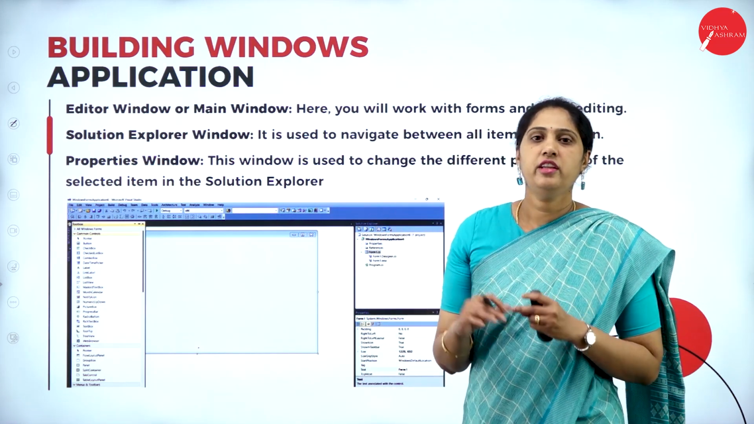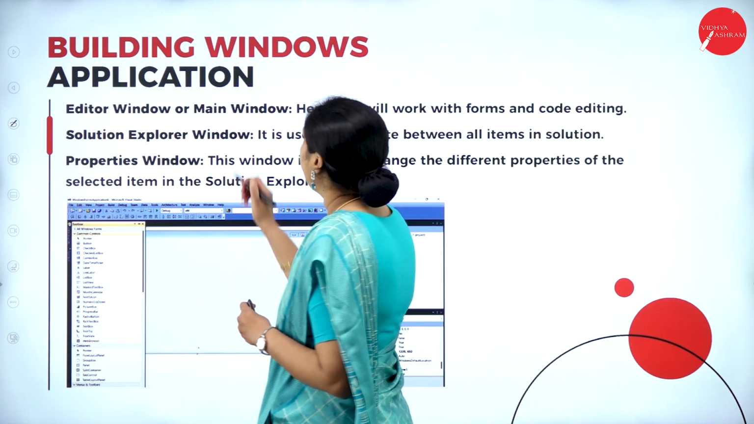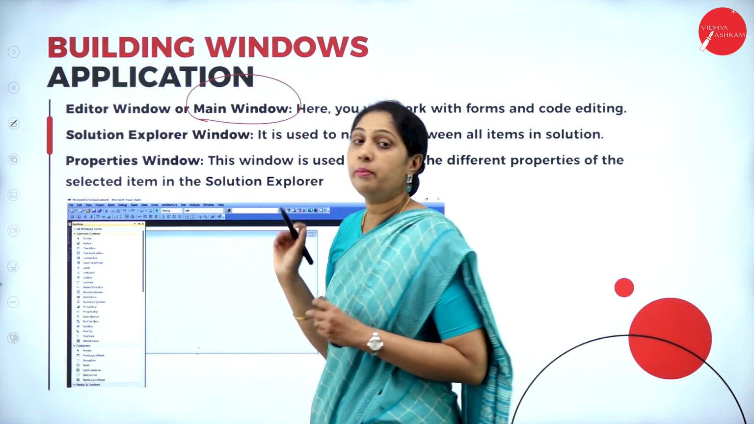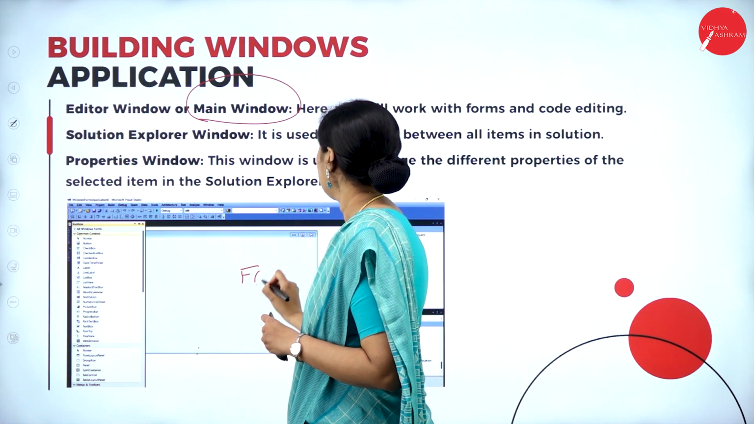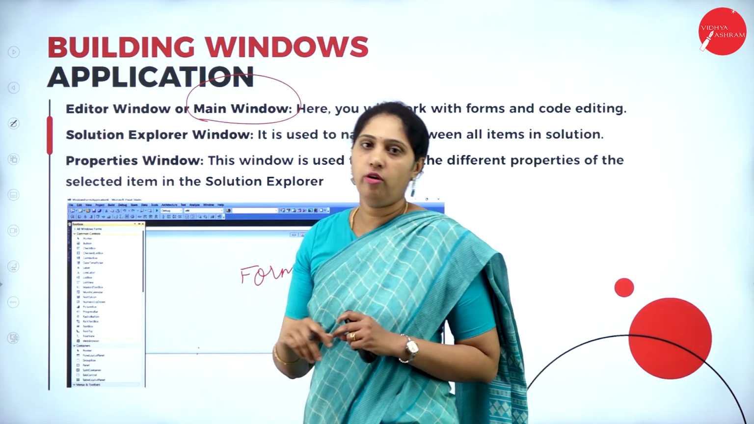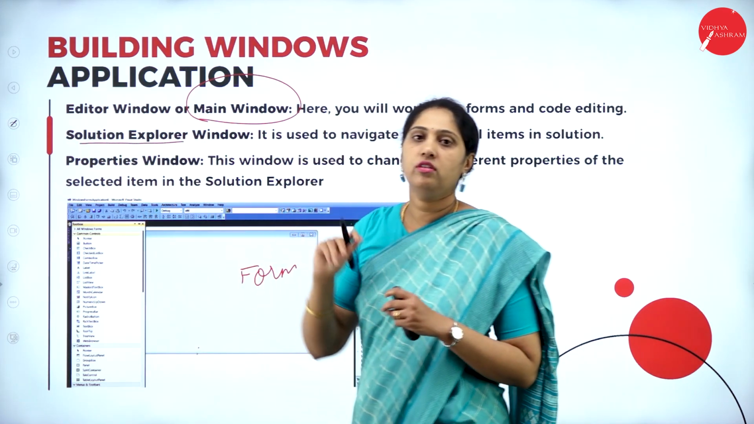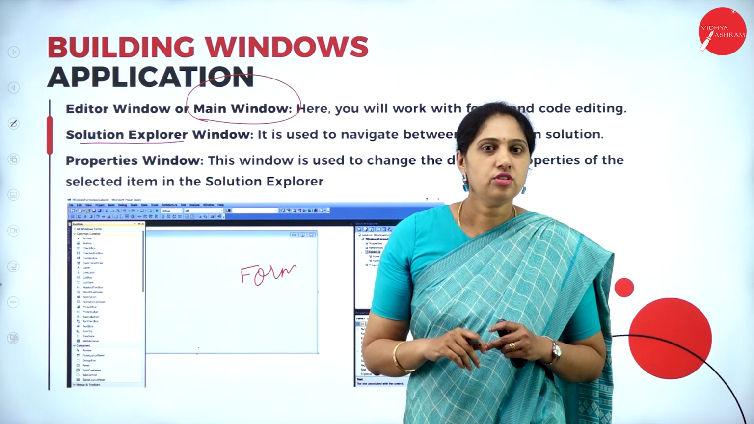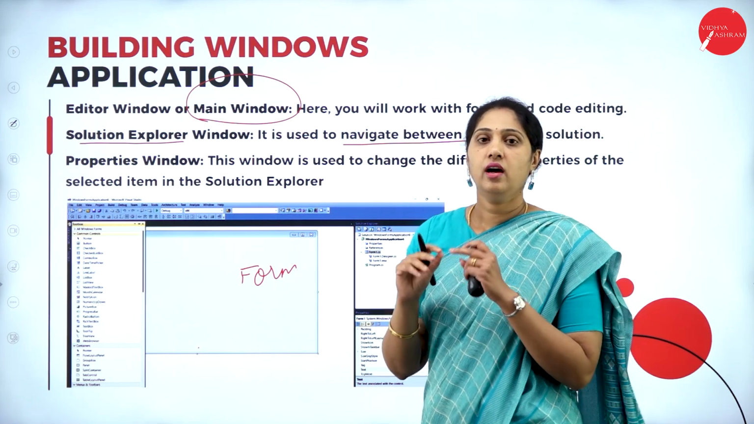So you can see many windows. What are these? Why are they used? The very first is the main window. This is a main window. We say a simple form. Okay. Next is the Solution Explorer. So what is Solution Explorer? It is used to navigate between the items.